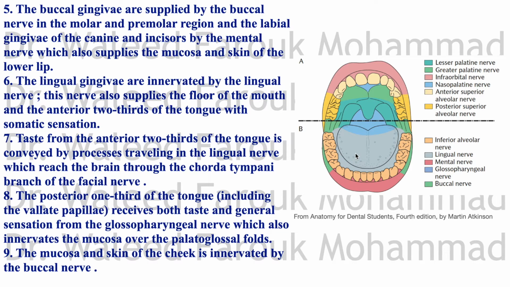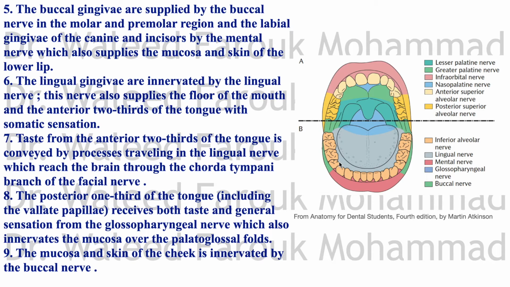As you all know, the chorda tympani branch, after emerging from the skull through the pterygomaxillary fissure, joins the lingual nerve in the infratemporal fossa, and the lingual nerve takes it there to the anterior 2/3 of the tongue.